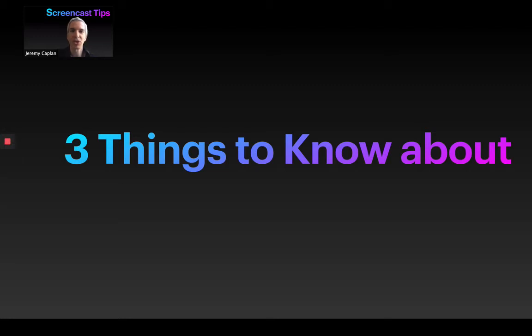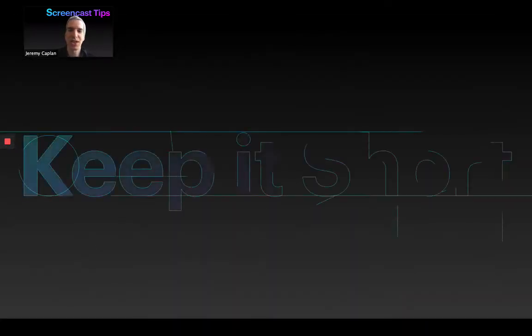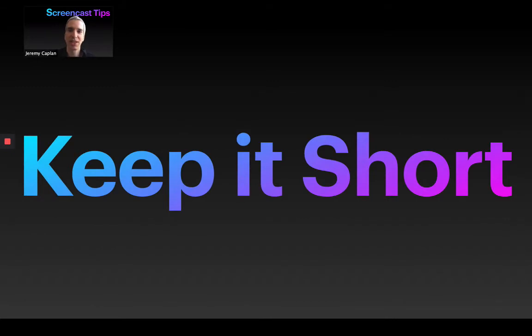In this video, I'm going to share with you 3 quick things to know about screencasting: about length, style, and process. The first thing is that these should be really tight, really concise. 0 to 6 minutes is the optimal length.